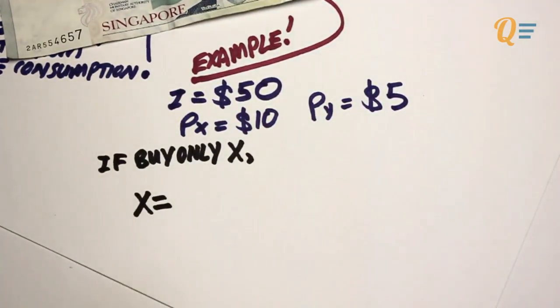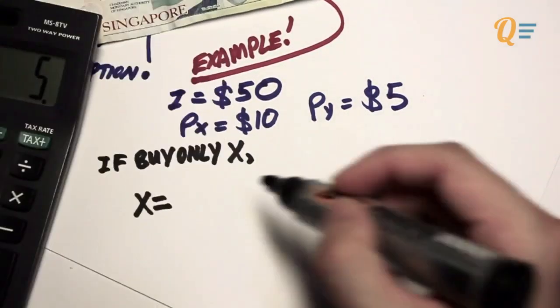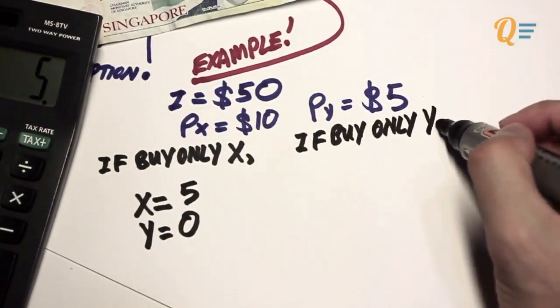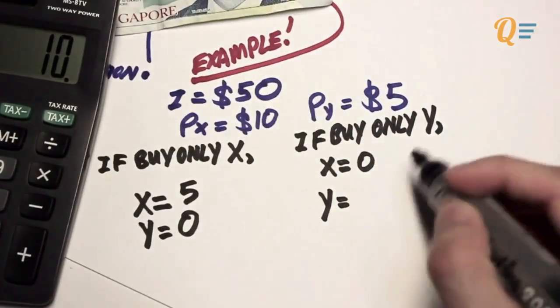So the total amount of X I can buy would be simply $50 divided by 10, which is 5. So I got 5 X and 0 Y. But if I'm only going to buy Y, alright, I'm going to have 0 X and I'm going to have a total of 10 Y.